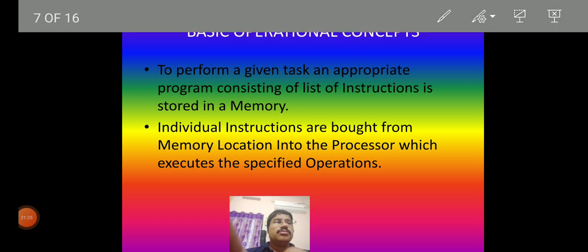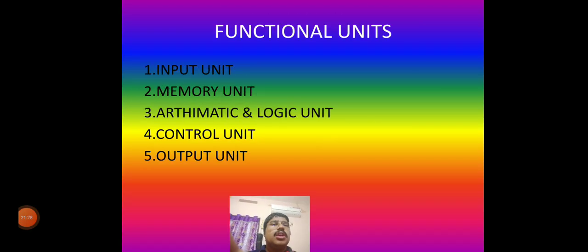Next, we have the arithmetic and logical unit and the control unit. The arithmetic and logical unit, as the name itself indicates, performs all the arithmetical and logical operations. What is meant by arithmetical operations? Arithmetical operations means all the basic four operations: addition, subtraction, multiplication and division. These will be performed by the arithmetical unit.